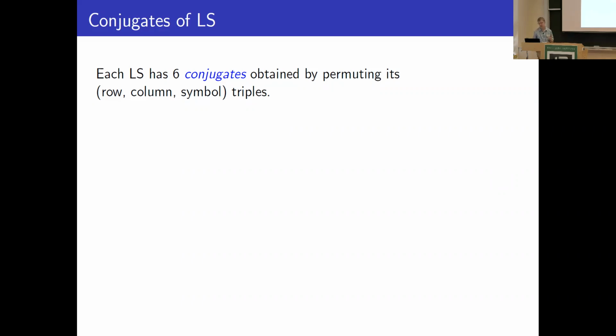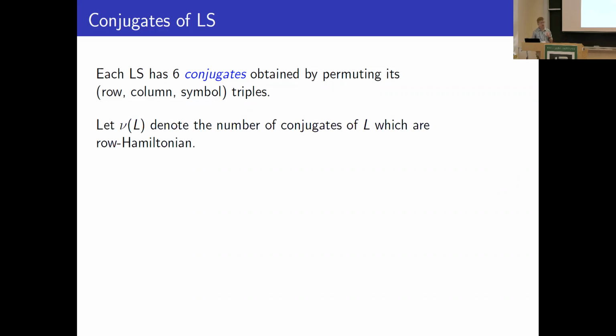And so these things are really the same object combinatorially. And I'm interested in this parameter. Nu of L will be the number of conjugates. So there are 6 conjugates. How many of them are row Hamiltonian? Okay, it's not too hard to see that the answer should be even. And the reason is you can think about your bipartite graph. If you flip it upside down, so if you exchange columns and symbols, it won't change whether the factorization is perfect. So that's where you get the factor of 2 from. And that means that nu will always be 0, 2, 4, or 6.